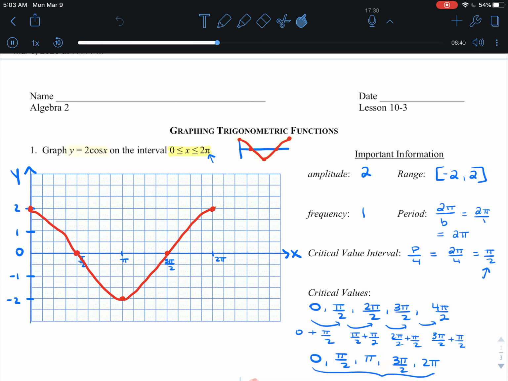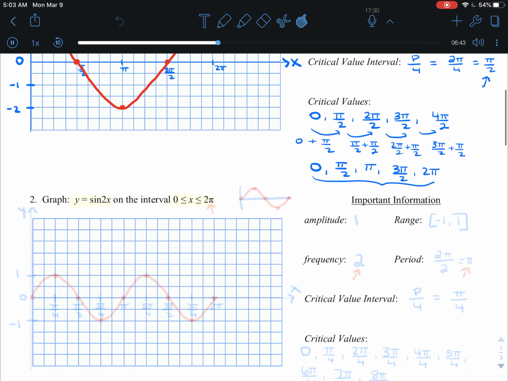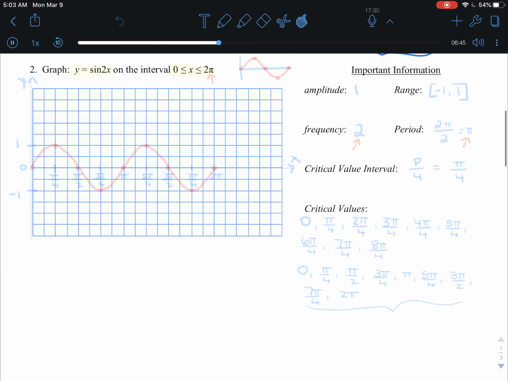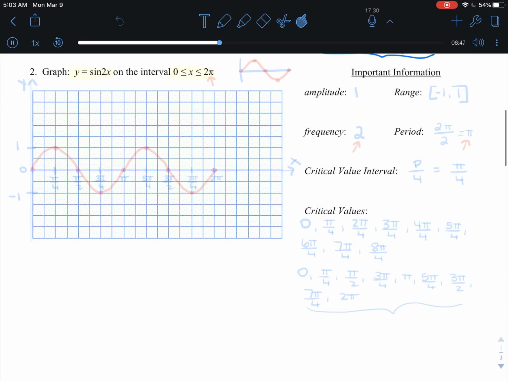So now let's look at y equals sine 2x. For this graph, we have an amplitude of 1, since there's only the number 1 as the leading coefficient in front of our sine function. So we know that tells us our minimum is negative 1 and our maximum is positive 1.